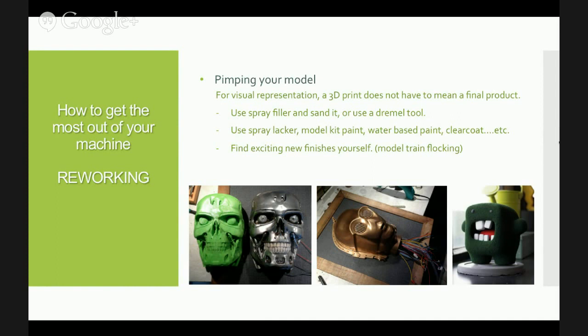And you can find exciting new finishes yourselves. On 3D Hubs, I saw recently this guy who used model train flocking on his model. You can see it on the most right picture. It's a grass imitate. He used that on his model, and it gave a really exciting outside finish. He sprayed it with spray glue, and after that used the train flocking. That's absolutely amazing. Next slide.